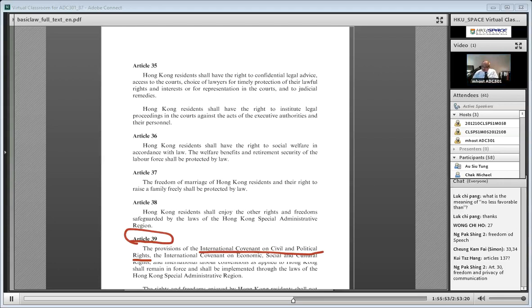This international covenant, yes, Article 30, the same, and you will find that freedom of privacy and communication is also contained in this international covenant. But on this one, you have to note that it is not the covenant itself, but it is those parts which apply to Hong Kong that shall remain in force. So there may be some provisions which do not apply to Hong Kong, and if that's the case, then we don't use the international covenant as basis for claiming to exercise these fundamental rights.